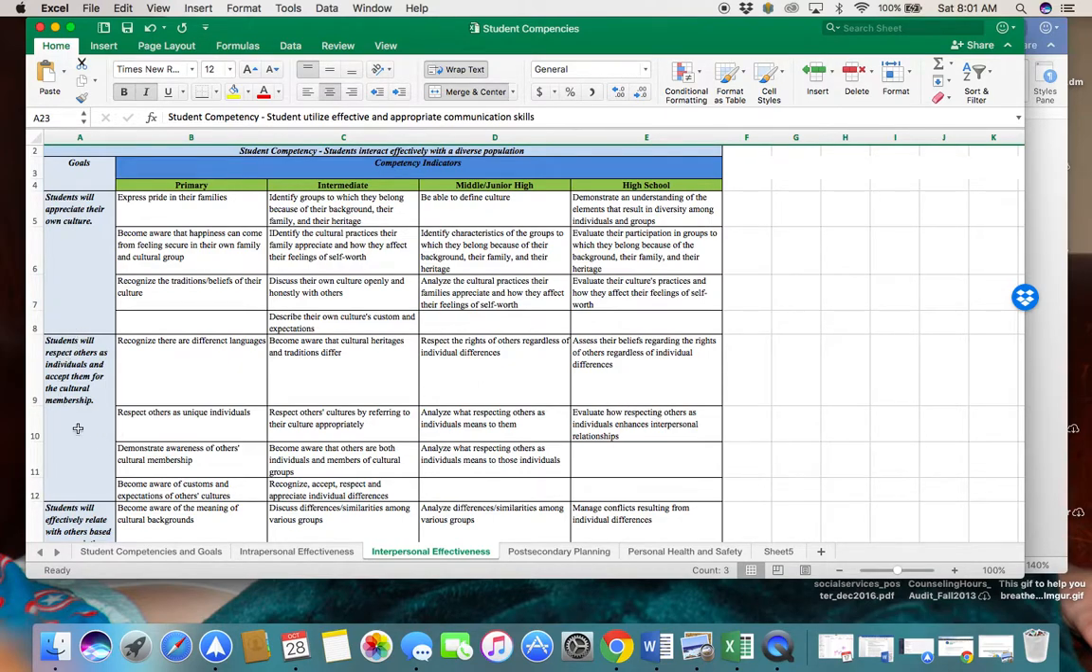Okay, so maybe we're going to work on this, students will respect others as individuals. So at the primary, it's going to be respect others as unique individuals, respect others' cultures by referring to their culture appropriately, analyze what respecting others as individuals means to them, and at the high school, evaluate how respecting others as individuals enhances interpersonal relationships. So we could do a broad level goal, and then you would come in from here to look at what that would mean at your developmental level, at your primary, intermediate, middle school, or high school.